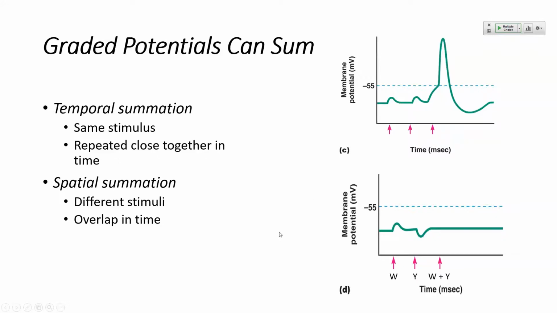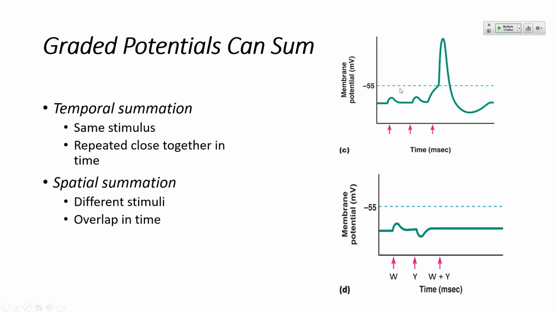Now, these small changes have the ability to sum. This is called summation, and summation is basically clustering these graded potentials together and then determining if there's enough of a change to fire an action potential. So we have two general ways to sum graded potentials. There's temporal summation. This is basically summing in time.